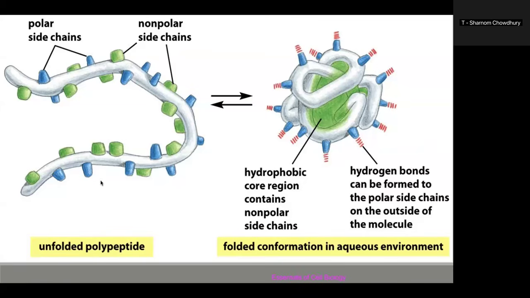So you have an unfolded polypeptide with nonpolar side chains and polar side chains, and then they create a sphere. When they interact with the aqueous environment, they create a sphere such that there's a hydrophobic core region that contains nonpolar side chains, as well as hydrophilic side chains forming on the outside. And that allows for hydrogen bonds to form on the outside as well.